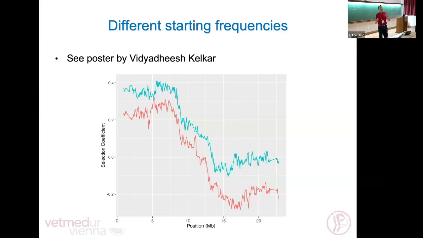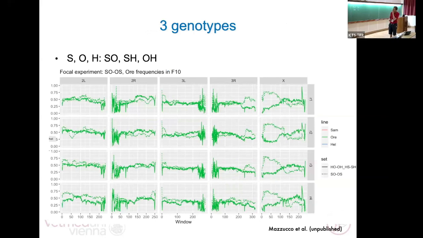The selection coefficient should be independent of frequency, so we would have expected them to be the same. And Vidadish has an explanation for this. He thinks it's epistasis driving this. I hope you've seen his poster and he convinced you. So I will show you more data, trying to convince you that this is the right interpretation.